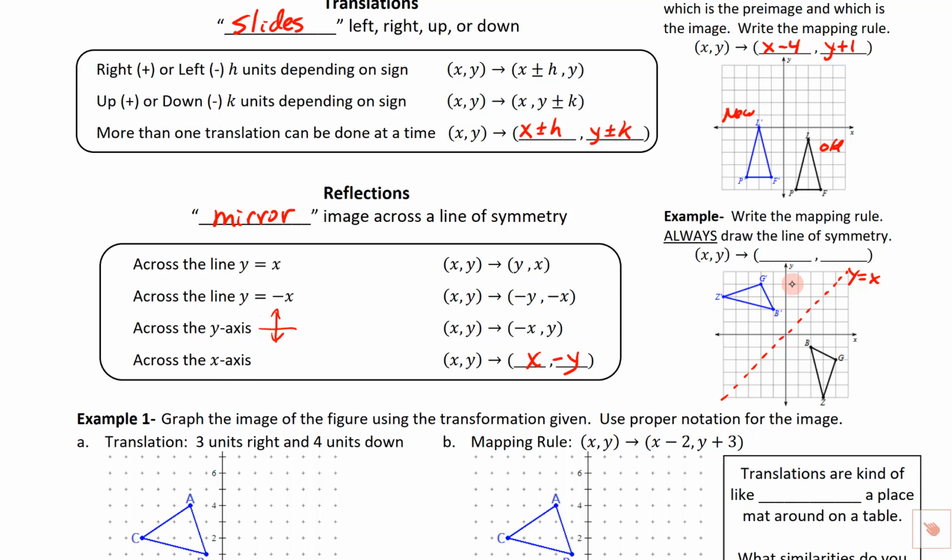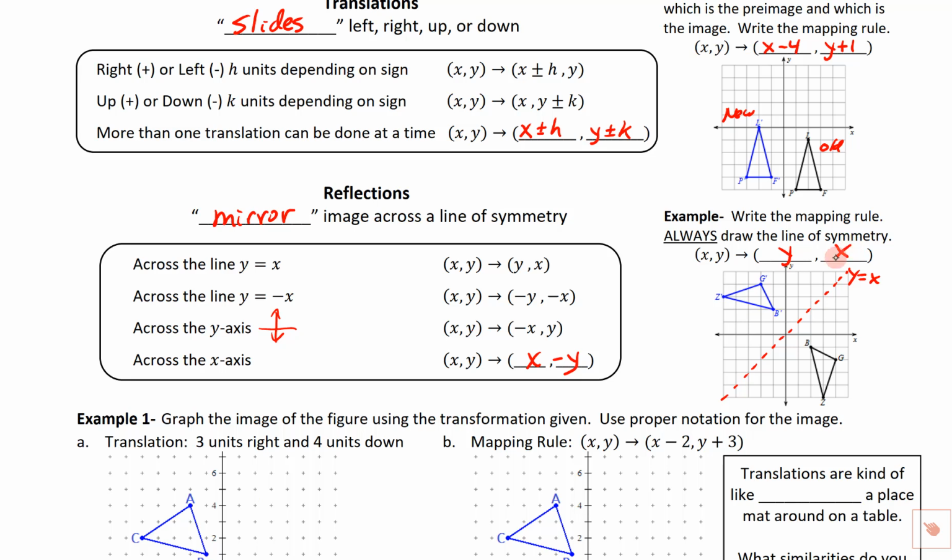So in order to write down what the mapping rule is for that, it's going to take a while to get these memorized, but remember, this is probably the easiest one that we've got as far as reflections go. If it's a reflection across the line of y equals x, we literally just switch the x and y. So we're going to do y here and we're going to do x there.